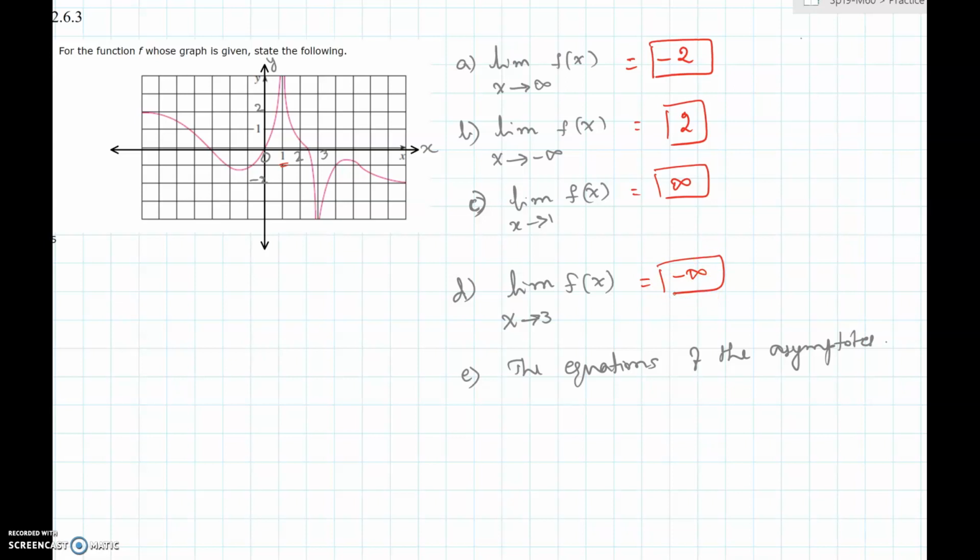Then the equations of the asymptotes. If the limit as x approaching a of f of x equals plus infinity or negative infinity, then the line x equal to a is defined to be the vertical asymptote. And for horizontal asymptote, we have to see what happens when x is approaching plus infinity or negative infinity. Where does y approach to? So that will be the definition of horizontal asymptote.